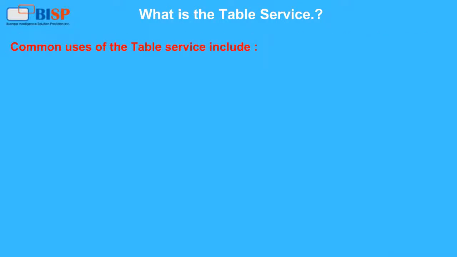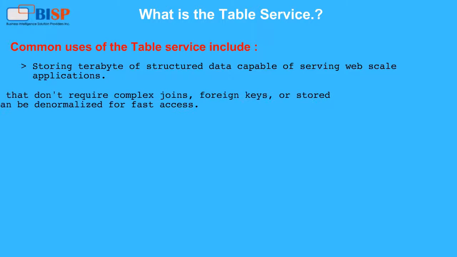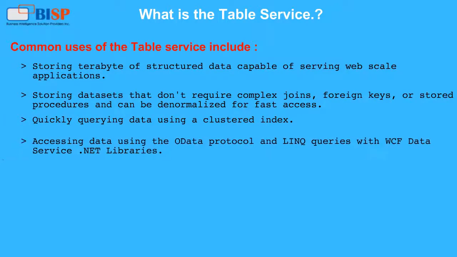Common uses of the table service include storing terabytes of structured data capable of serving web-scale applications, storing data sets that don't require complex joins, foreign keys, or stored procedures and can be denormalized for fast access, quickly querying data using a clustered index, accessing data using the OData protocol and LINQ queries with WCF Data Service .NET libraries.